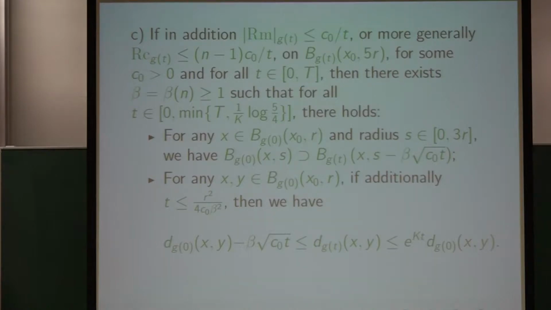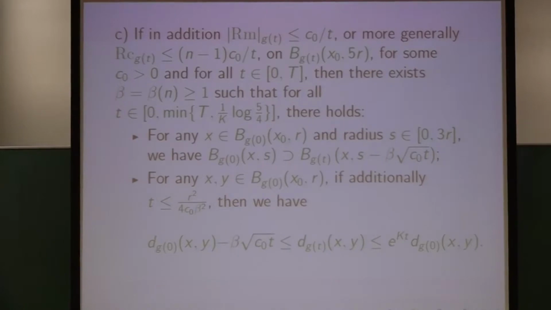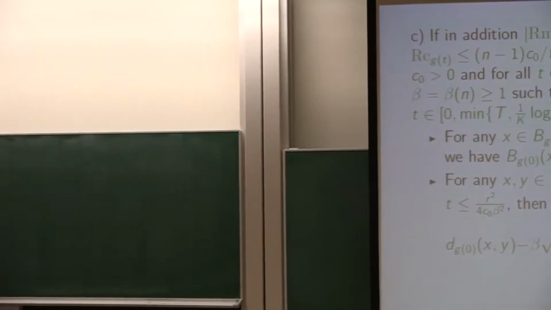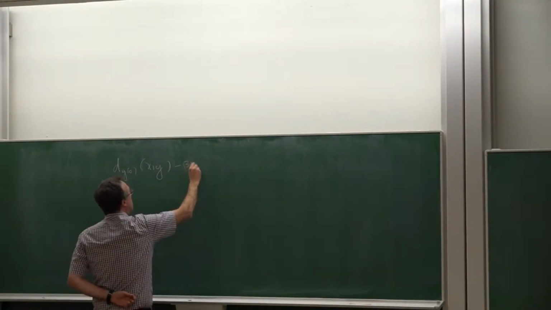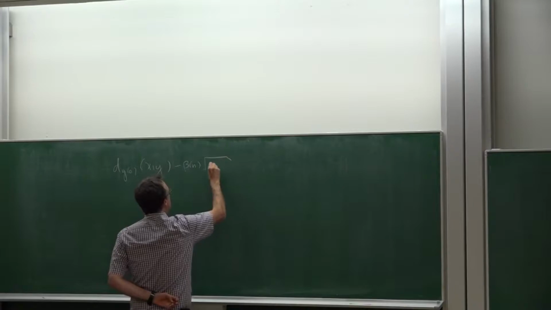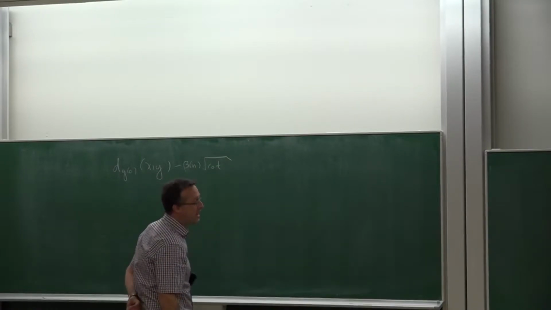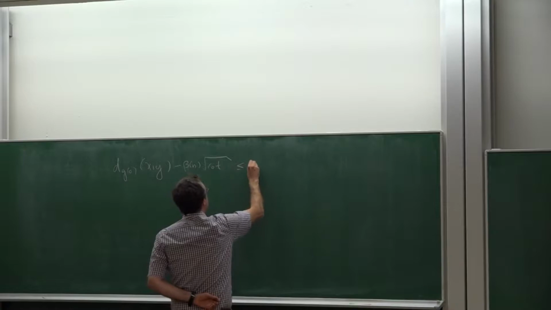And as I said, the completeness condition has sort of been removed now and replaced by the fact that the balls that we're considering are compactly contained in the solutions that we're looking at. So maybe we'll just write this one down for later. We're going to be using it quite a bit. So we've got the distance at time 0 minus some constant depending on n times square root of C0 t, in our setting here, is going to be less than or equal to d_g(t)(x,y).